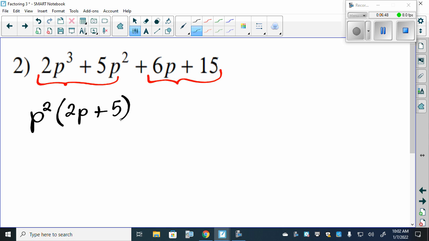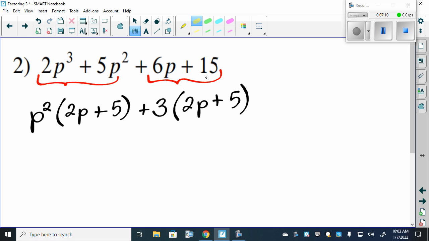Now let's look at the other one. Is there a greatest common factor between 6p and 15? 3. And it would be positive. So we can say plus 3. And if I factor the 3 out of 6p, I'm left with 2p plus 5. Any questions on what we did so far?